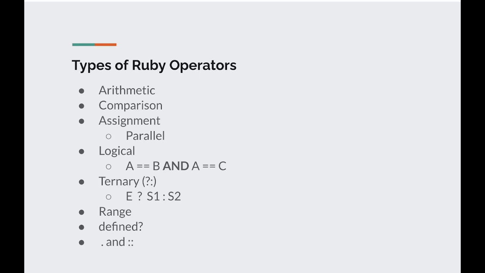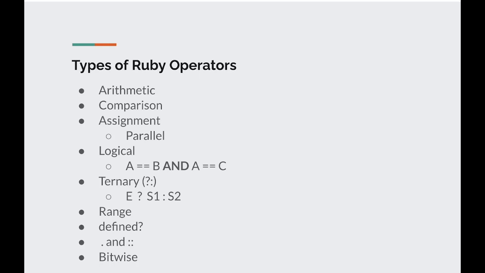The next type is the dot and the scope resolution operator. Scope resolution is represented with this double colon. So at the moment you can just remember that these are two operators. How they work and how we use them, we will see when we discuss classes and objects and modules.